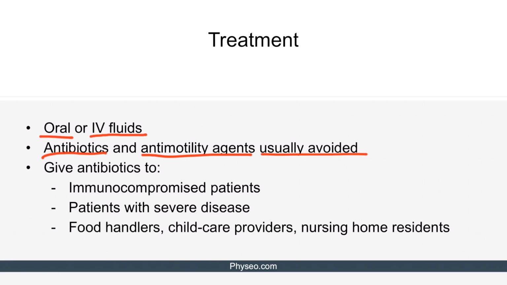However, there are certain circumstances when we do give antibiotics to patients with shigellosis. Specifically, if the patient is immunocompromised or has severe disease with extraintestinal manifestations and bacteremia, we can start antibiotic therapy. Additionally, if the patient is a food handler or a child care provider or they're a nursing home resident, then you actually just want to give antibiotics to prevent the spread of Shigella.